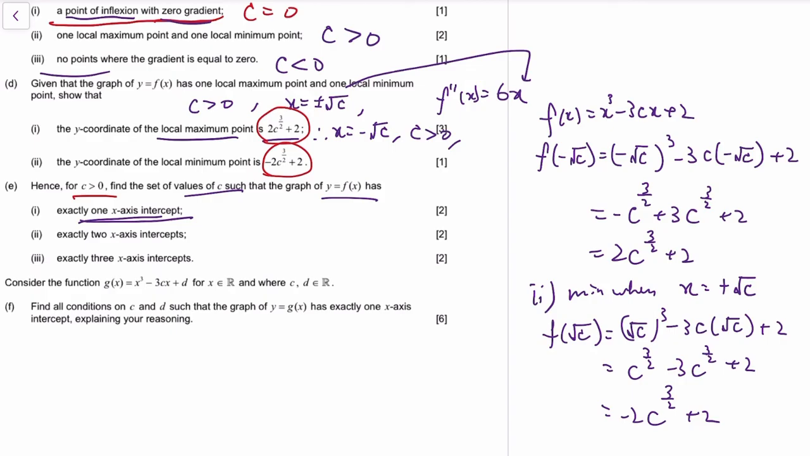All right, so that should be the way to do it. So we have exactly one when the y coordinate of the minimum point, which is this, is bigger than 0. Then you subtract the 2 to be negative 2 and then divide by the negative 2, so you have to flip the sign. So we have c to a power is less than 1. Well, that makes c less than 1.